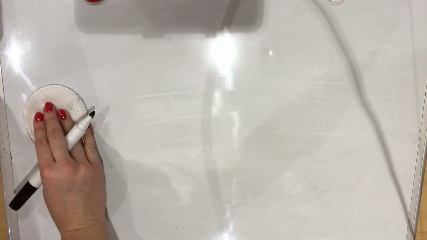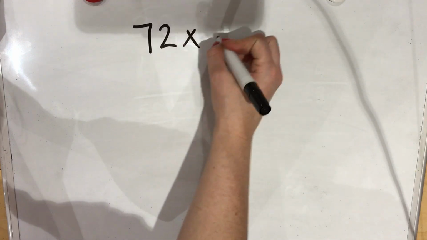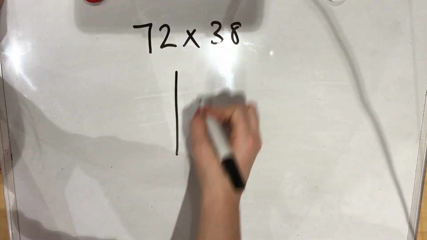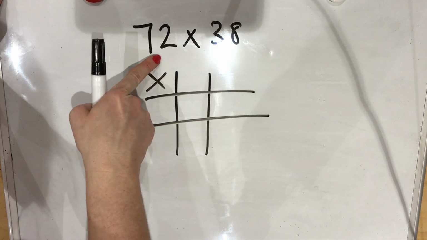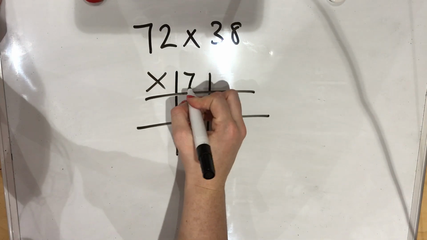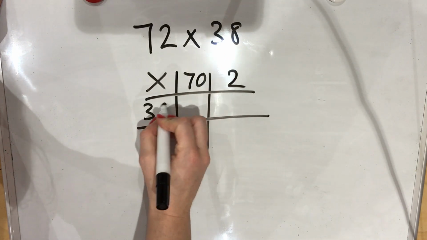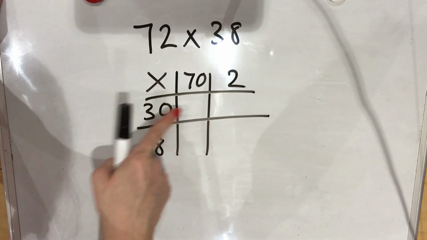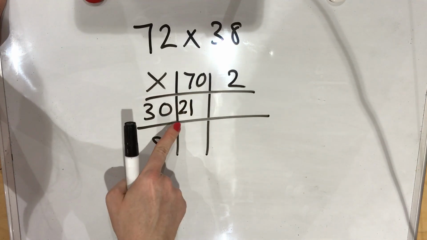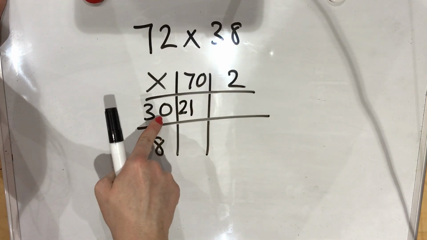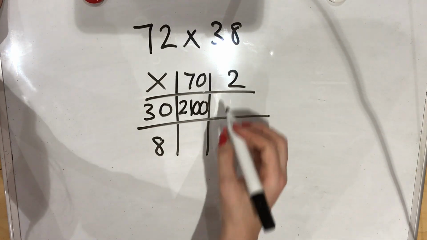because I want to leave quite a bit of time for the Egyptian method, which is quite a bit trickier. So let's say 72 multiplied by 38. We draw our grid, put the multiplication sign in, partition this into tens and ones. So that would be 70 and 2. Partition this into tens and ones. And this will be 70 multiplied by 30. So 7 multiplied by 3 is 21. And then I need to multiply by 10 and multiply by 10 again, which will leave me with 2,100.